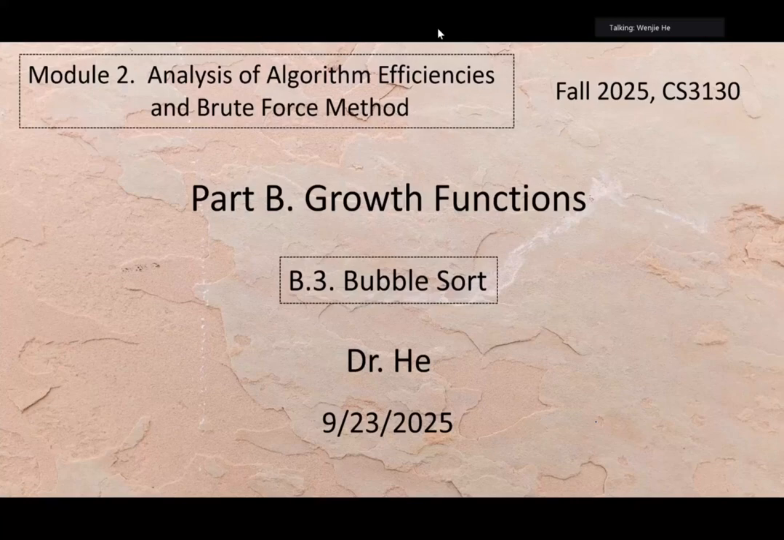Now let's move to the next topic, B.3, bubble sort. This is our second sort. The first sort was selection sort. For the whole class, we will learn 6 sorts. This is number 2.